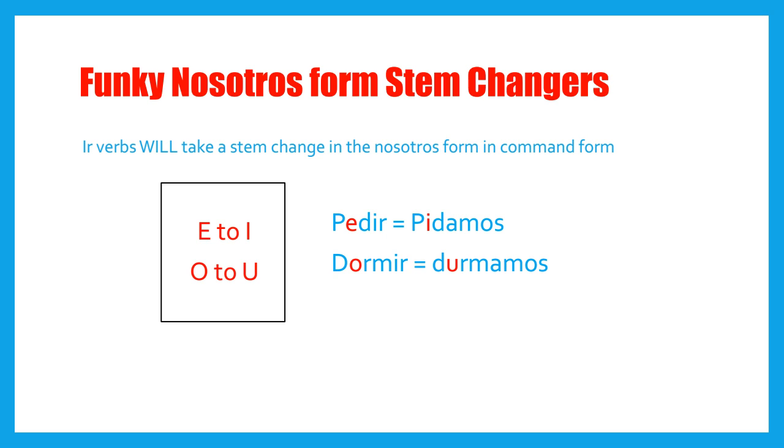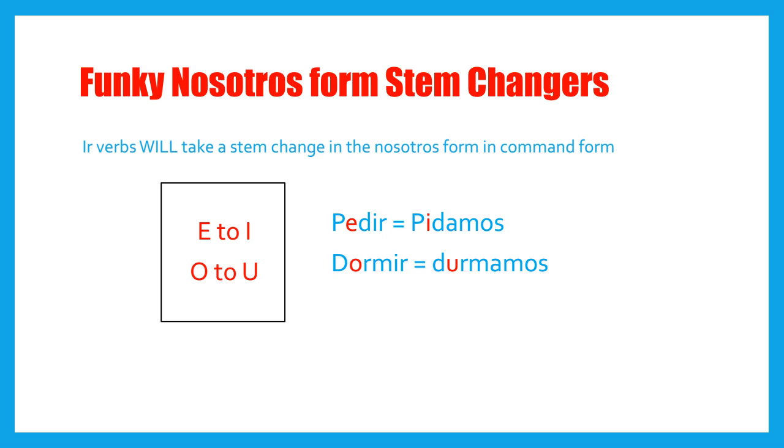All right, so I feel really bad to be the one to break this to you, but we've always learned the rule that nosotros forms never have a stem changer, and we've pretty much held fast to that rule, Spanish 1, Spanish 2, and so I'm sorry to have to be the one to tell you that there is a funky nosotros form stem changing rule. IR verbs will actually take a stem change in the nosotros form whenever we're doing command forms with these verbs. And so we change the E to an I and the O to a U. So for example, pedir is an E to I stem changer. And so we change that E to an I. Pidamos. We still had to take off the IR and add the opposite ending.